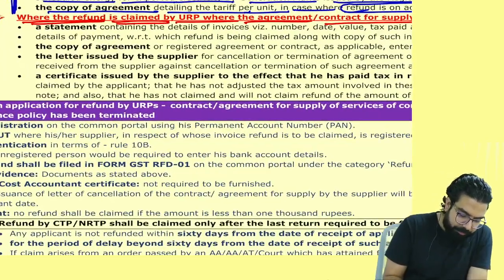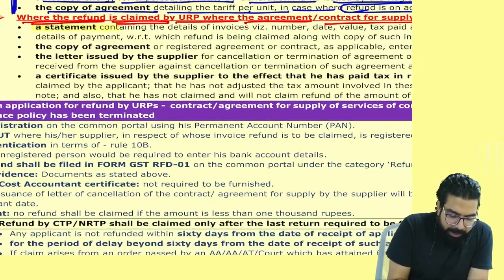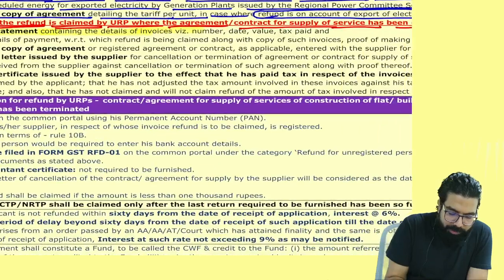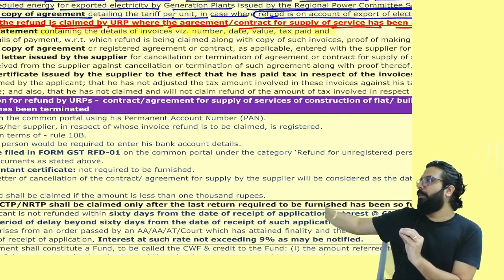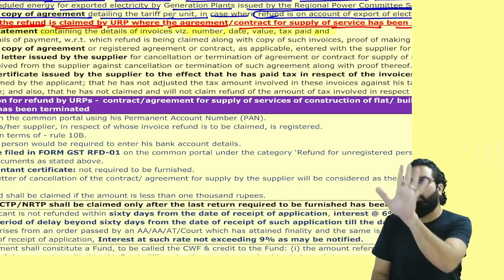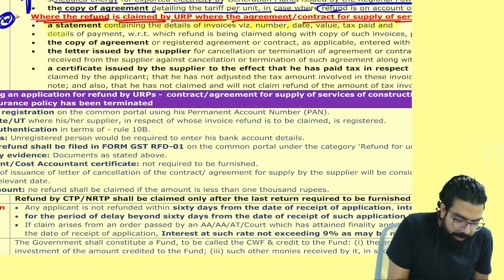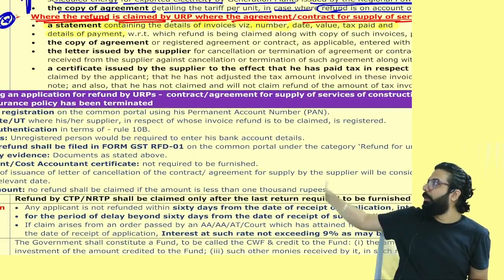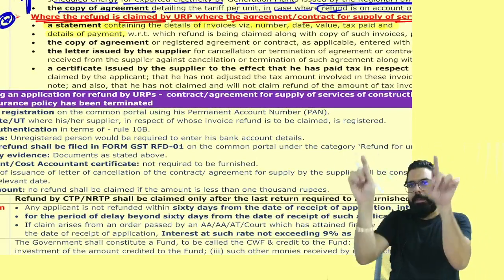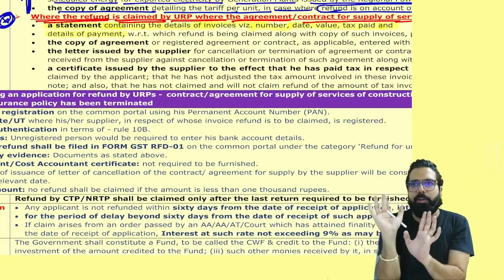See here, everyone. I should give a statement containing the details of the invoice, that is the number, date, value, tax paid, etc. This is the amount of tax paid, this is the invoice, all details I should give. Secondly, details of the payment. I made the payment to the supplier. See, from my bank account I have made the payment. That detail you have to give.